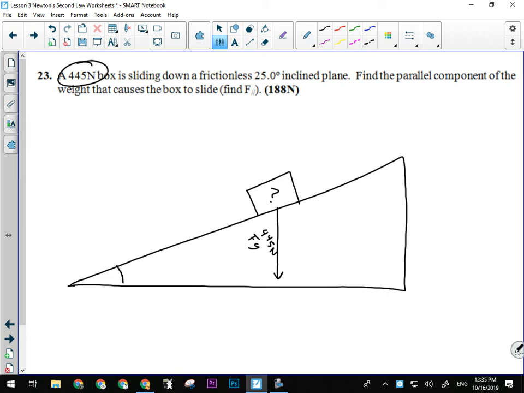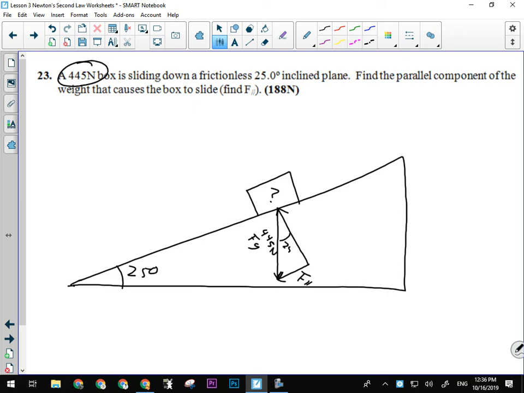The other thing we know is that the ramp is angled at 25 degrees. The other force that's involved, since this ramp is frictionless, is the normal force. And the normal force always acts straight out from the surface of the ramp. If I treat this like a vector diagram, these are both drawn tail to head, my resultant would be this line. This is F parallel. It is the net force between normal force and the force of gravity. So that's the force we're being asked to find.